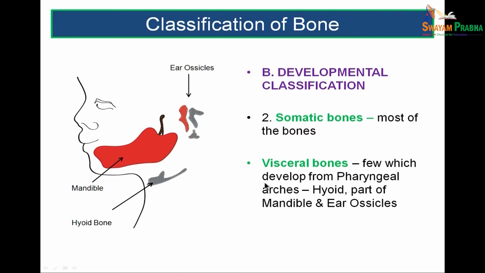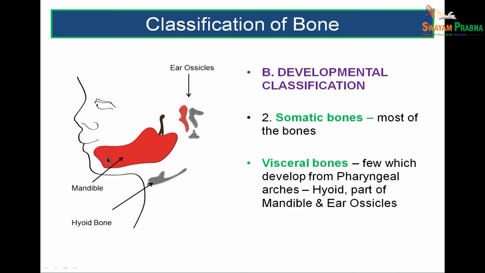Developmentally, you could also classify bones as somatic bones or visceral bones. Somatic bones are most of the bones in the body, whereas visceral bones are the bones which develop from the branchial arches. Like if you look in this figure, the mandible, the ear ossicles, the malleus, the incus and the stapes as well as the hyoid bone. All these bones develop from the branchial arches and so these are called visceral bones.